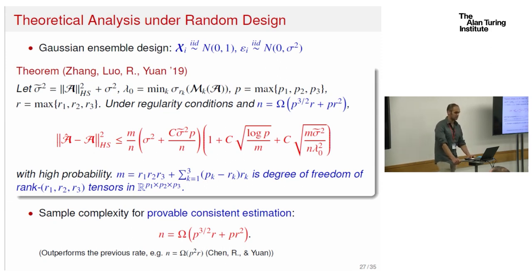And then you have other terms that depend on the lowest singular value, making sure it is not too small, and various other quantities. Once these are satisfied, we get something of the order of m over n, where m is this low dimension. And for the various concentration bounds to hold, we need n to be of the order of p to the 3 over 2 times r, which is better than other analyses on this, but this may be an artifact of the theory.